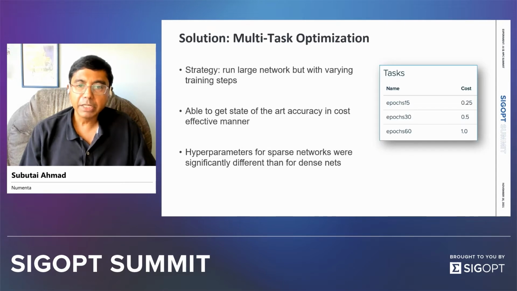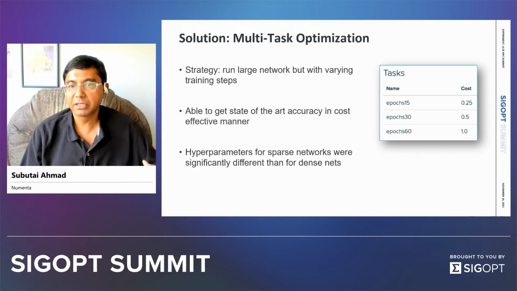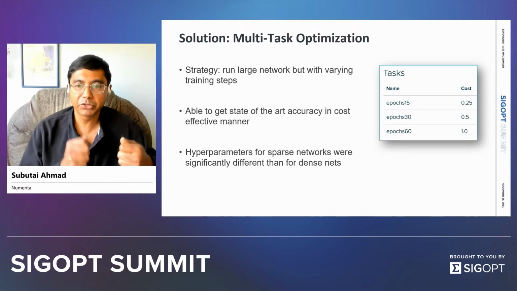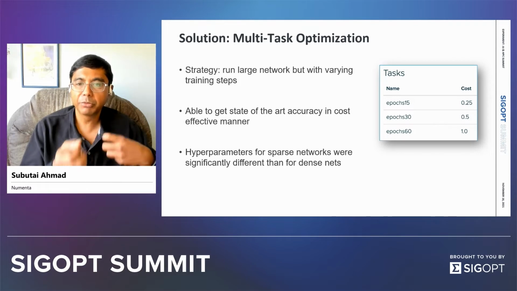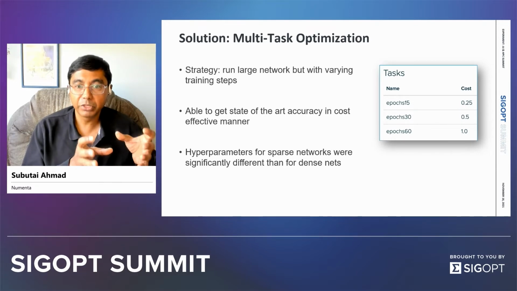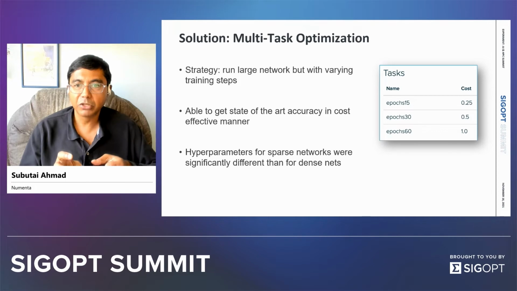So what we did is we used SigOpt's multitask optimization feature. What you can do there is set up a number of different tasks, and SigOpt will allow you to associate a cost with each of these tasks, and then it will try to optimize which tasks are run with the goal of reducing the overall cost of running these things. And so our strategy was to always run a large network, but with a varying number of training steps.